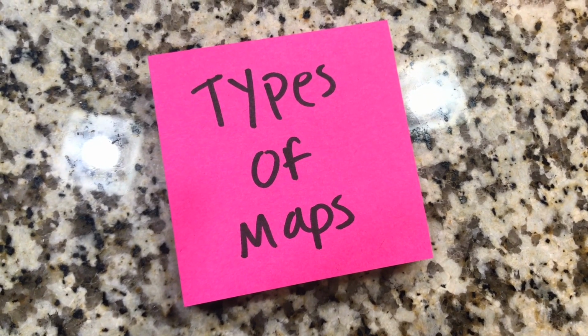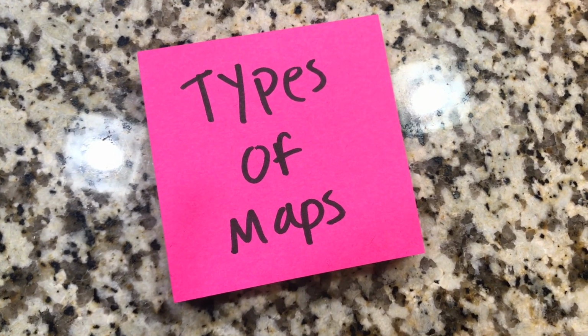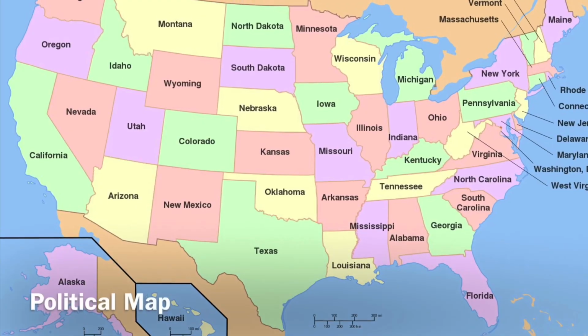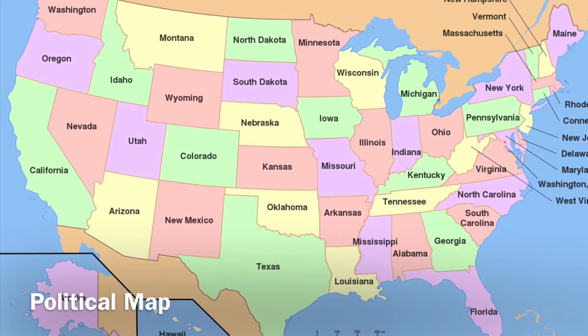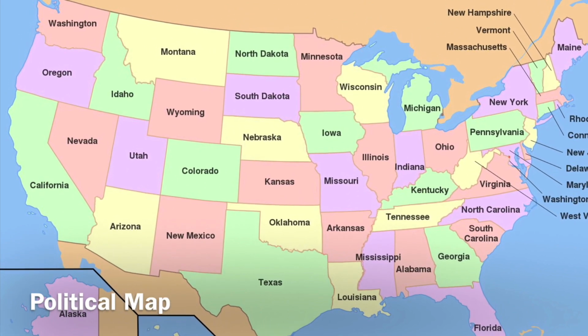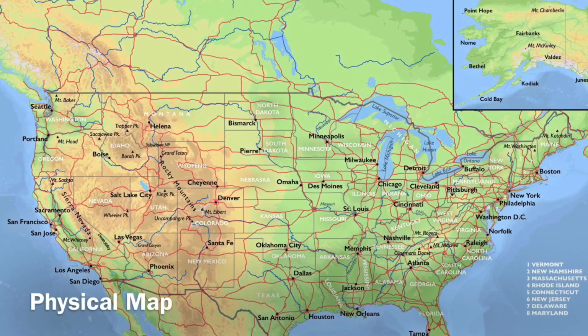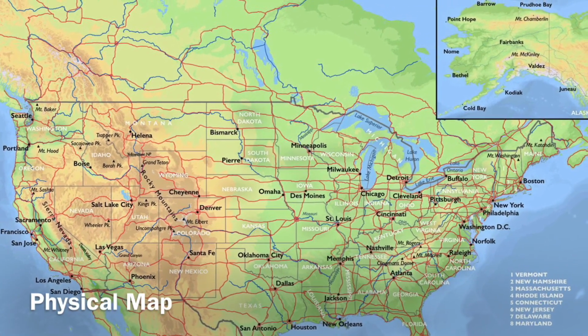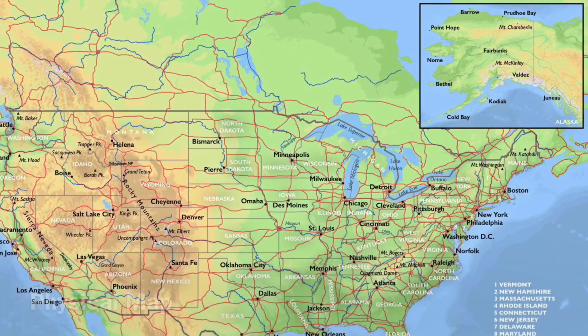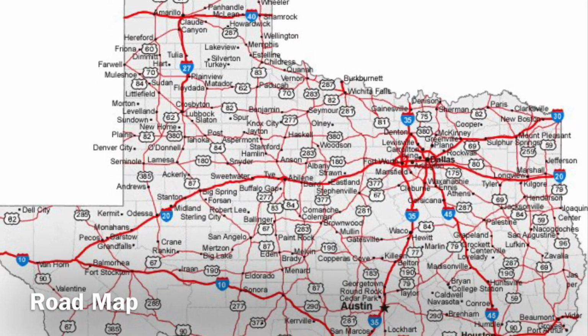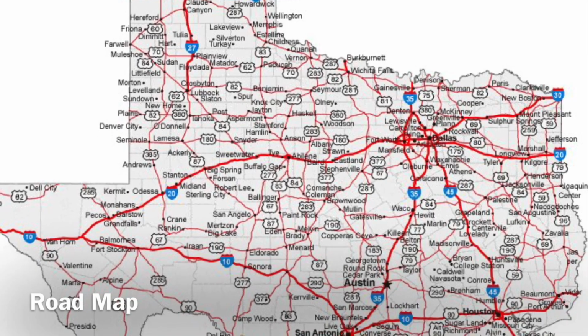Before we get started, let's look at some types of maps. Political maps show state and national boundaries. Physical maps show physical features such as mountains and rivers. Road maps show roads and highways to get from place to place.